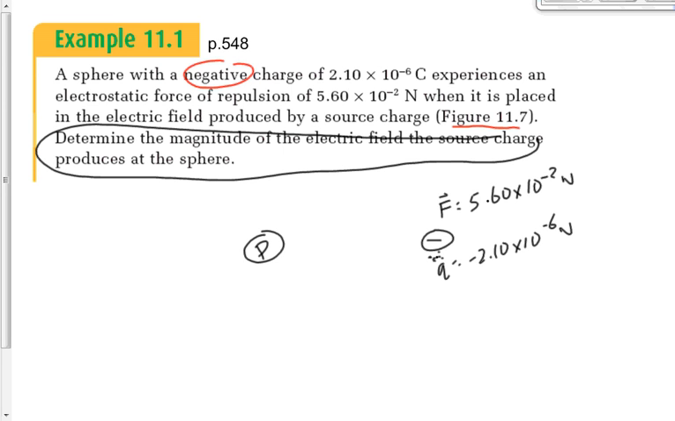Let's say E is equal to F over Q. Get the field experienced by the charge, by the experiencer. I get 2.48 times 10 to the 4. Look, if that's the field that's experienced by this guy, what caused it? The producer. So what's the field that's caused by the producer? 2.48 times 10 to the 4.